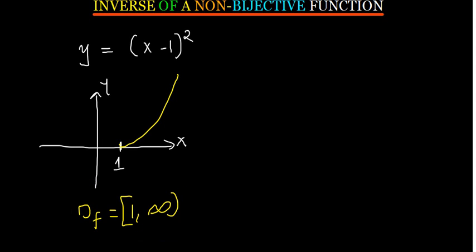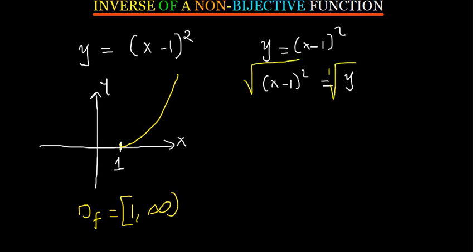So now we can find the inverse. Our aim is to make x the subject of the formula. How are we going to be able to do that? Say y is equal to (x minus 1) squared. We are supposed to square root, so I can write it as (x minus 1) squared is equal to y. So let's square root both sides.